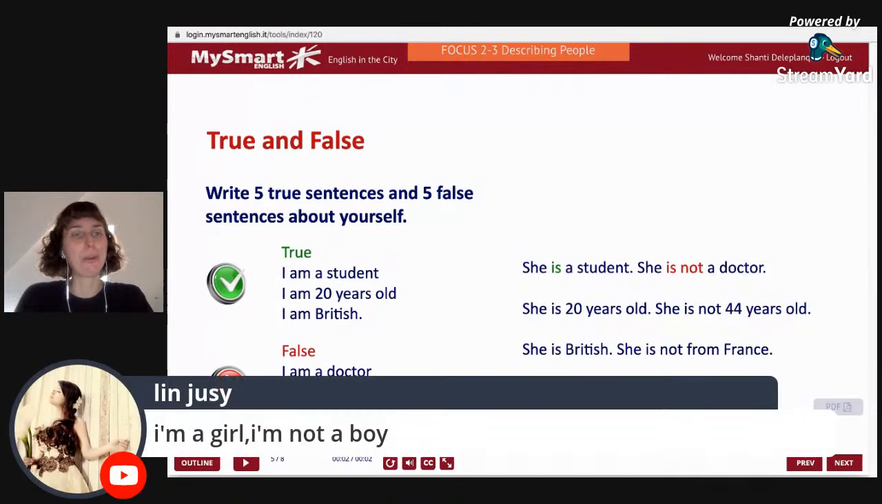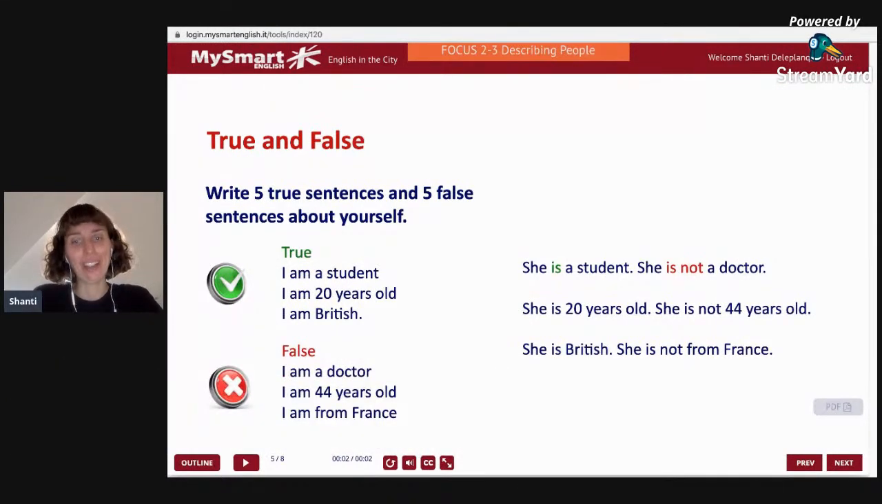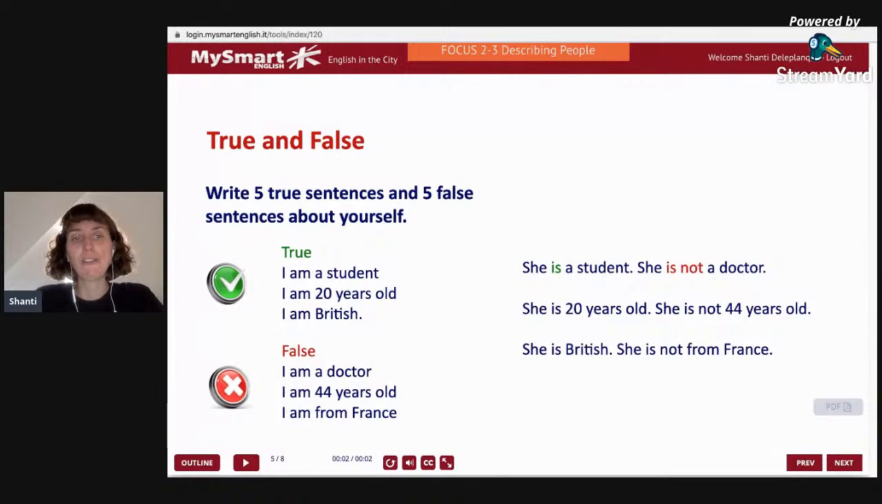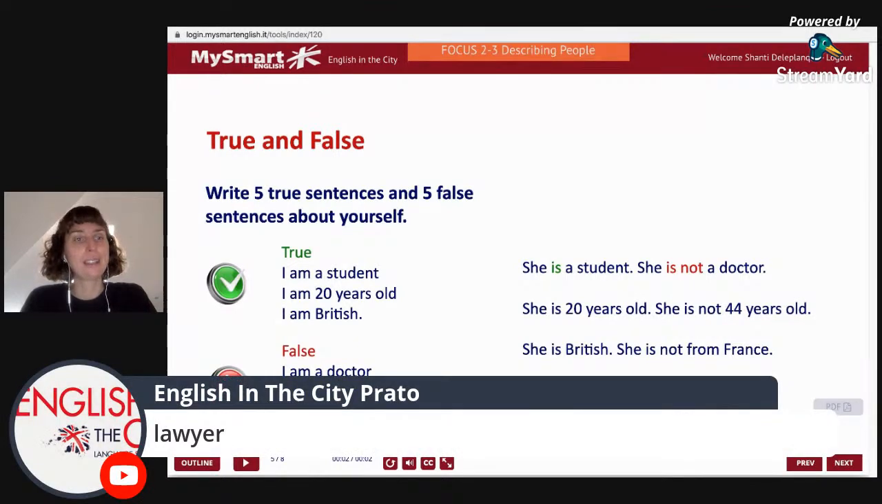Juicy gives a good example. I'm a girl. I'm not a boy. I hope this is true. It would be very confusing if you were a girl and a boy. Okay. Anna says, I'm middle-aged. I'm not. Oh, sorry. Baba says, I'm 43 years old. I'm not a lawyer. Very good. Be careful spelling of lawyer. I don't know why, but we spell like this. Lawyer has a Y. It's difficult to spell.